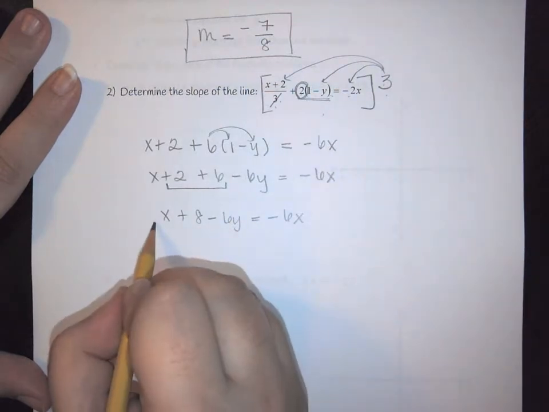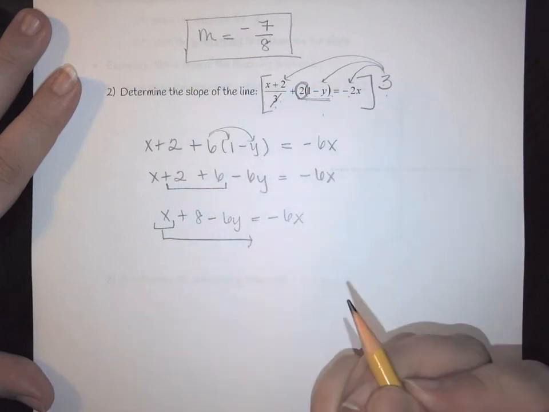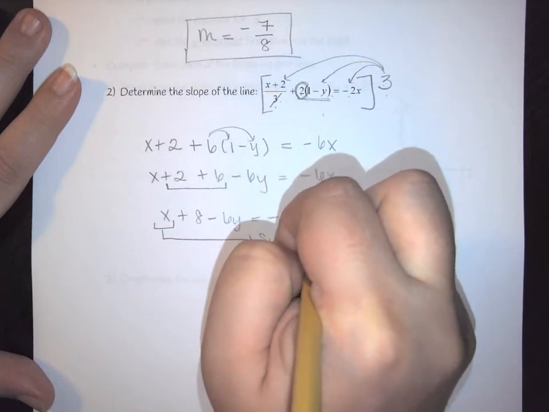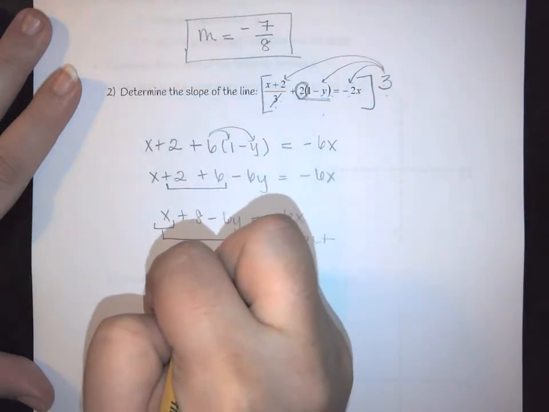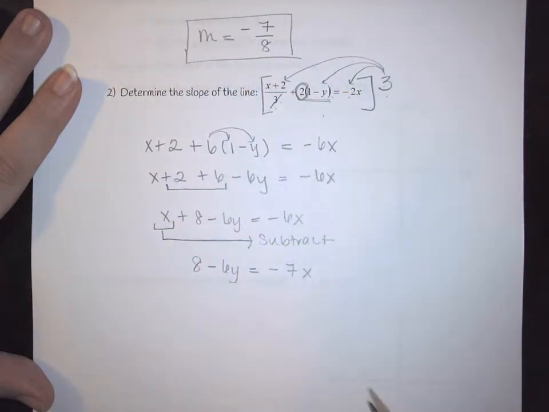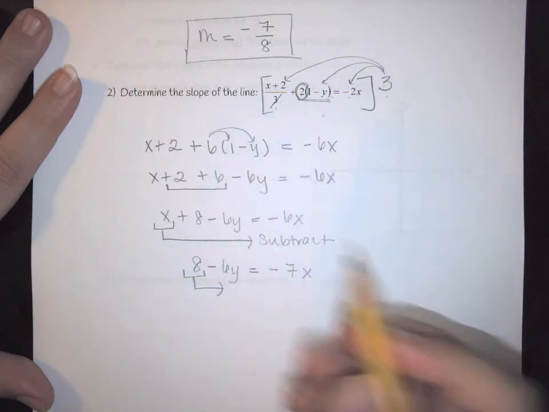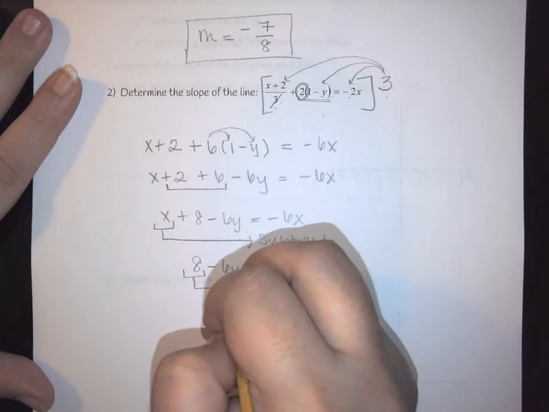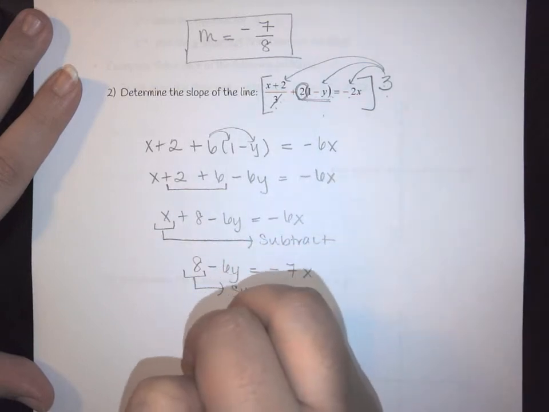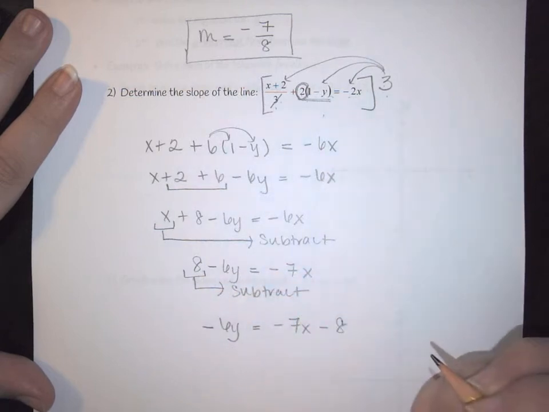I'm going to go ahead and take my x here, and I'm going to move it across my equal sign. Because it's positive, to move it means I have to subtract. So this is going to give me 8 minus my 6y equals a negative 7x. I also now need to take this 8 and move it. Again, the same thing, because the 8 is positive, to move it says I have to subtract. So this becomes negative 6y equals a negative 7x minus 8.